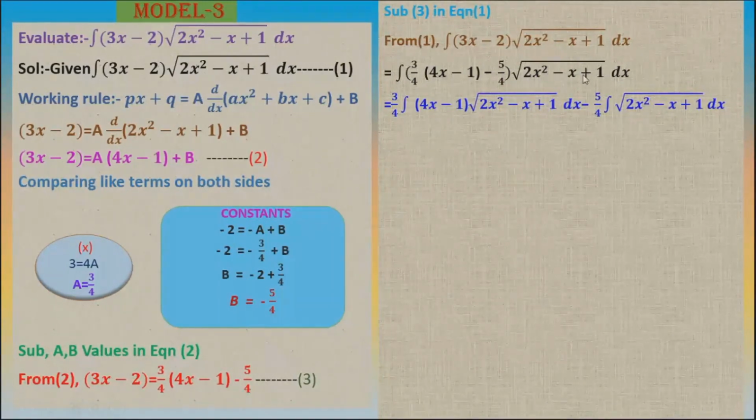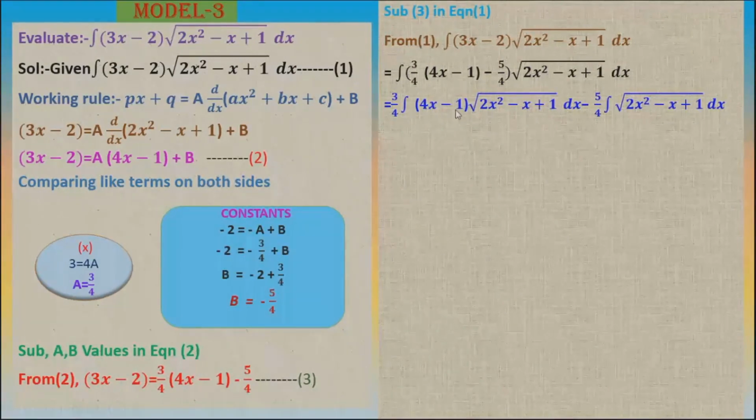I separated here. I am writing the root term with the first term 4x minus 1. After that, again I am writing the root term with 5 by 4. So I am taking minus 5 by 4 outside, integration of root 2x square minus x plus 1 into dx. So here the terms are separated. Now observe the first term. Is there any relation between them?